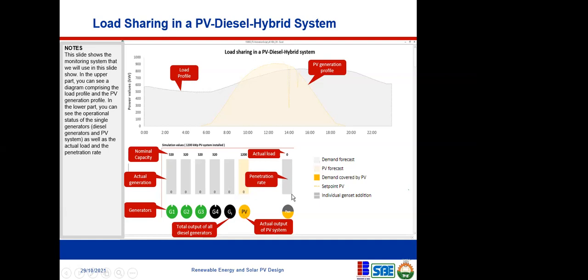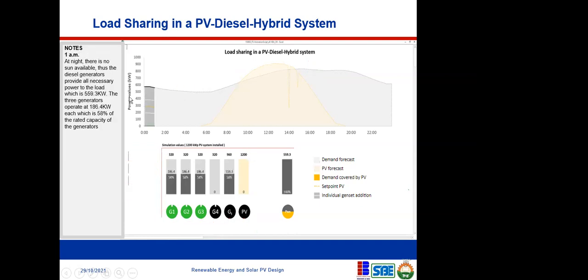Now this bar shows us the penetration rates. And then this place shows us the actual load. So if it is, for example, 100 kilowatts, it will show us 100 kilowatts here. Then this bar will show us how much is coming from the solar system and how much is coming from the generator. That's what this bar does. So I think I've explained this place. Let's check the next place.